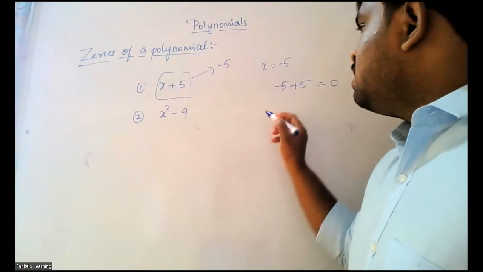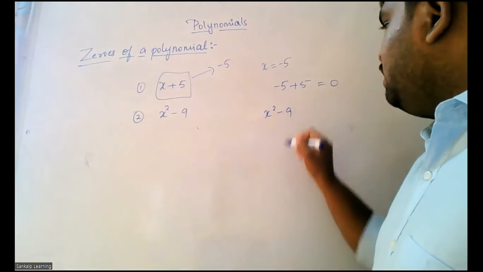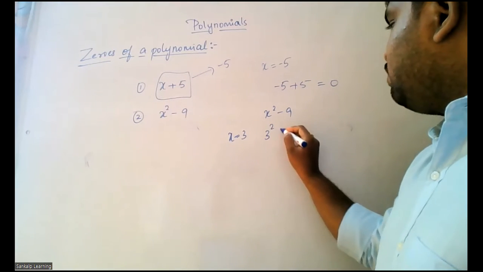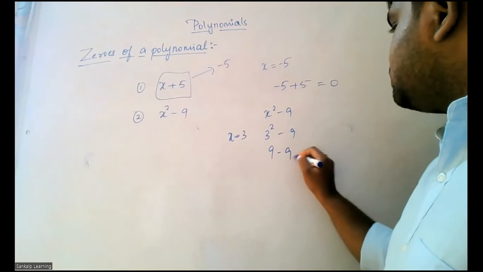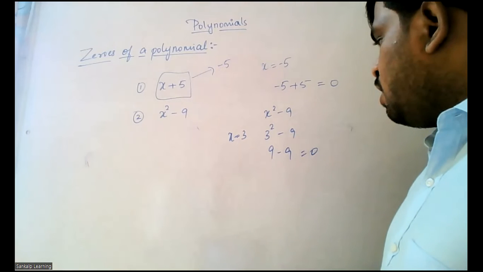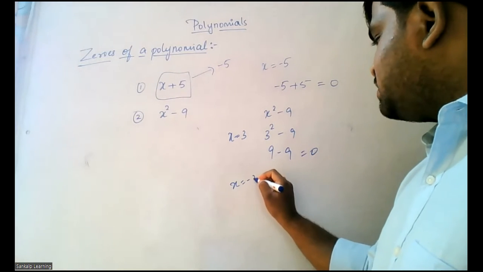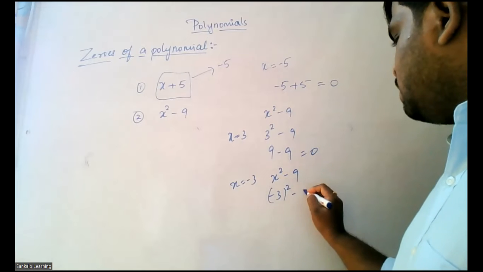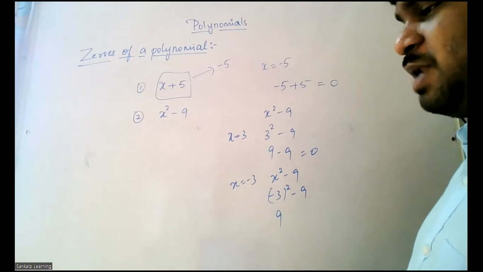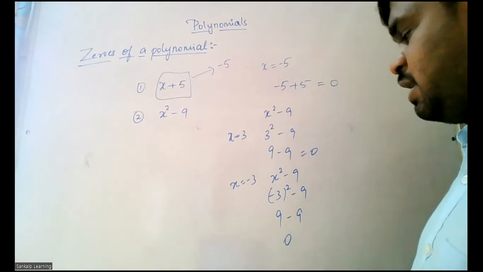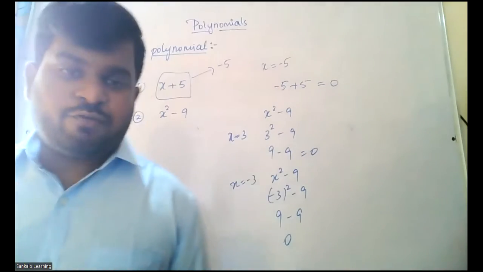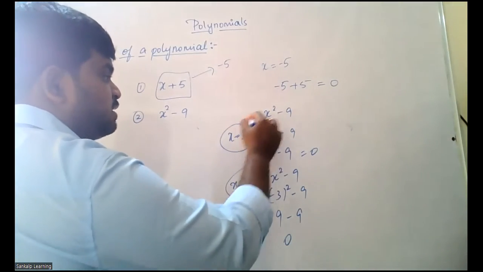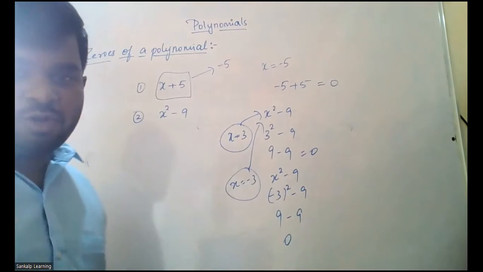Let's take this. Now, in x square minus 9, if you substitute x as 3, we get 3 square minus 9, that is 9 minus 9, we get it as 0. Okay. Similarly, if you substitute x as minus 3, x square minus 9, minus 3 the whole square minus 9. Minus 3 the whole square is plus 9 itself. So 9 minus 9 comes out to be 0. So if you observe, this is also 0 of this polynomial. X is equal to 3 is also 0 of this polynomial.